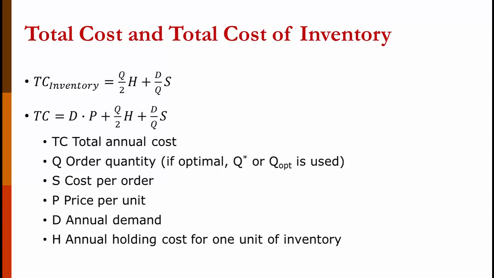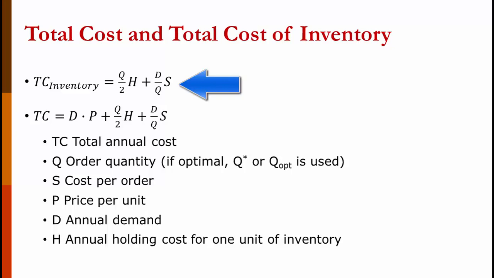There are two different types of costs that we can calculate, and you have to be careful because different ones are used in different places. You also have to be careful to make sure that you're calculating the one that your textbook wants you to calculate. There's total cost. This is the cost of buying the inventory plus holding the inventory plus ordering the inventory. And then there's total cost of inventory, sometimes called total stocking cost. This ignores the purchase price. This is just the ordering cost plus the holding cost.